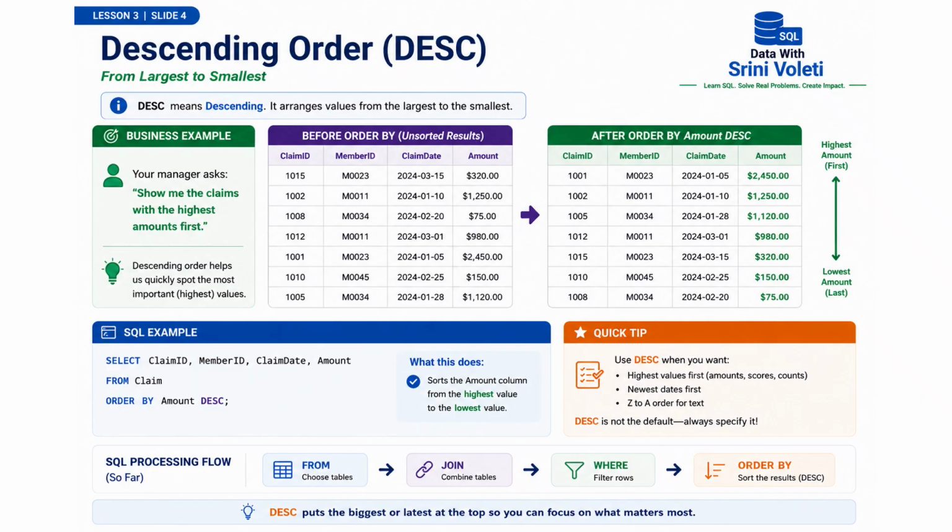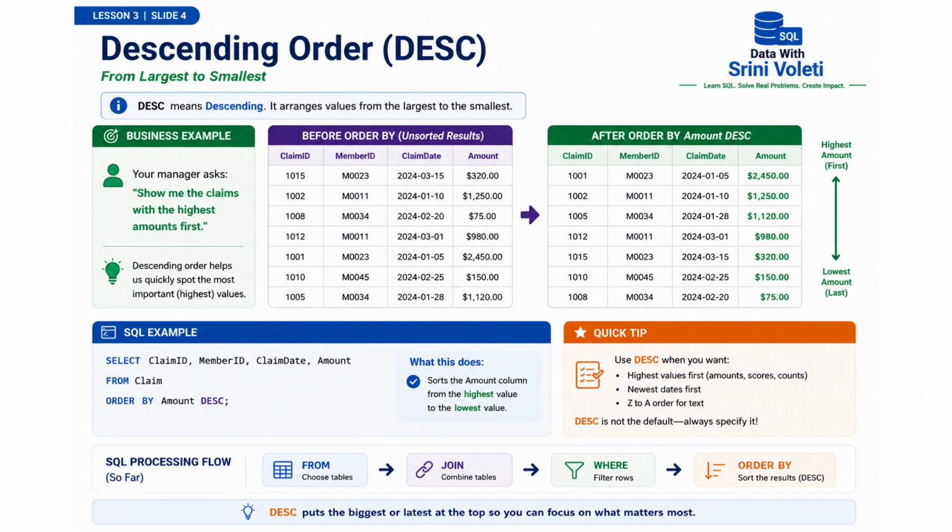Notice that the data itself has not changed. The same claims are still there. SQL has simply rearranged the order so the largest amounts appear first. This is especially useful when you are looking for the highest sales, largest insurance claims, newest transactions, top performing products, or any situation where the biggest or most recent values deserve immediate attention.